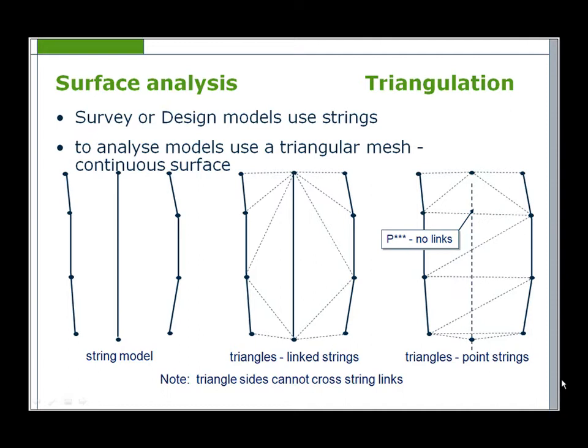This is because the rule states that a triangle side cannot cross a link between 2 points. On the right hand side, the string down the middle of the road has been created as a P string. Now a P string, or more commonly known as a point string, has no links between the points. Therefore, the triangle side can span across between those 2 points, and that is shown on the diagram. If you were to accept that triangulation, any cross sections taken through that road would be incorrect.